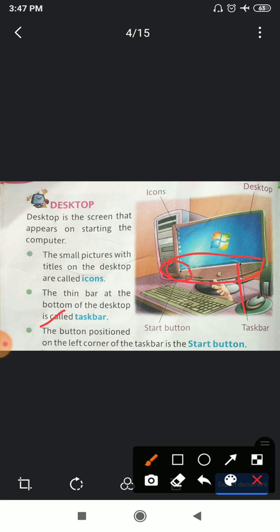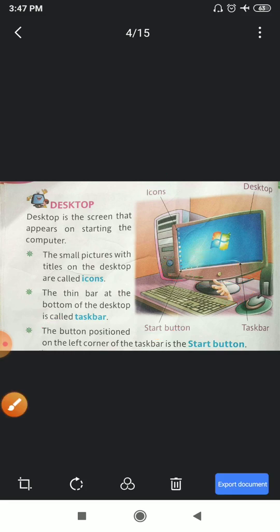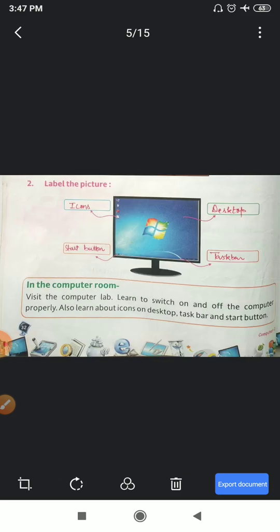So here we have discussed only 3 components of the desktop. Number 1, icon. Number 2, taskbar, and number 3, start button. I hope you all have understood these components, right? Start button is used to start your computer. Okay, students. So today I'm going to discuss till this page only. In the next video, I'll tell you how to shut down a computer. But before that, I'll give you a small homework.